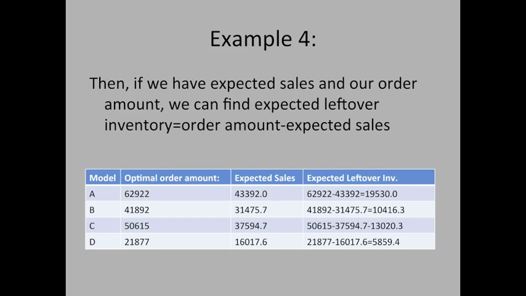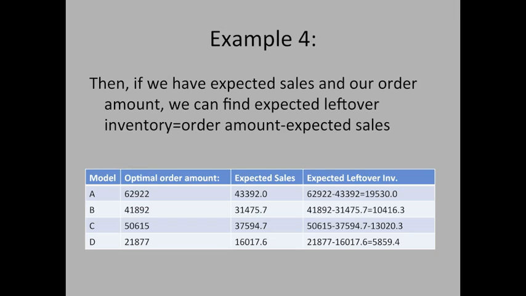Expected leftover inventory is just going to be our order amount minus expected sales. For Model A, we're going to have about 19,530 left over in inventory at the end of the year. For Model B, we're going to have about 10,416 left over at the end of the year. Thus, we can find the expected leftover inventory for each of these models at the end of the year.